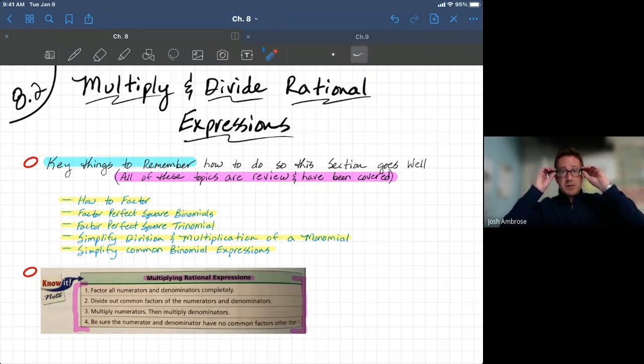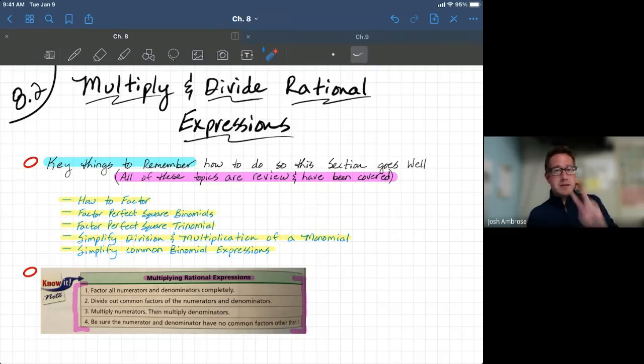All right, Algebra 2, here we go. We are in section 2 today of chapter 8, and this is all about multiplying and dividing rational expressions, also known as everything in this section is review, okay? Now, I'm going to treat it as such, all right?